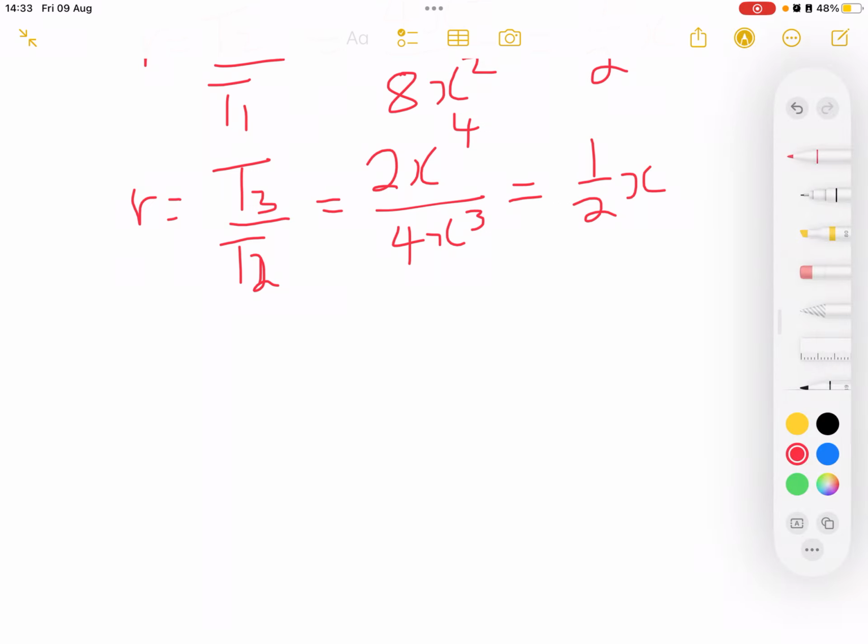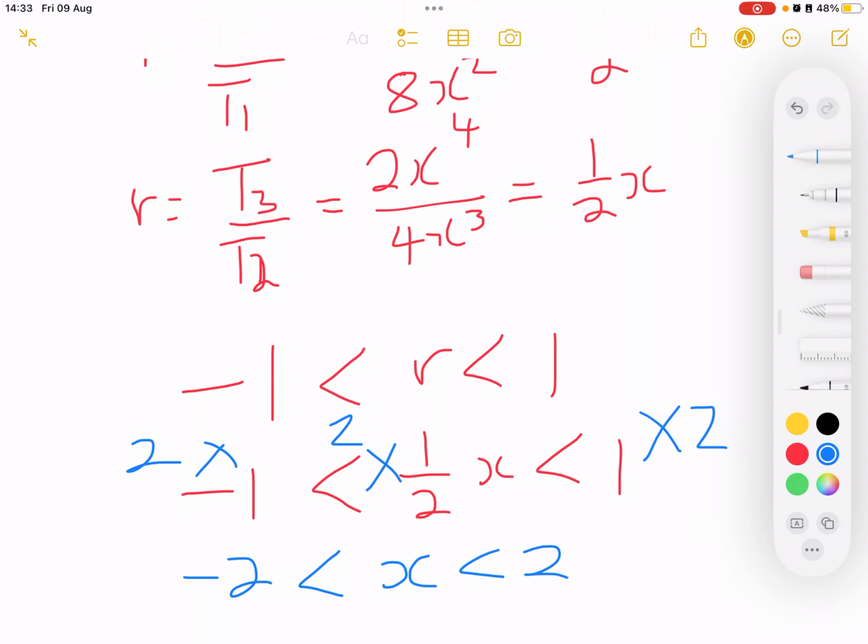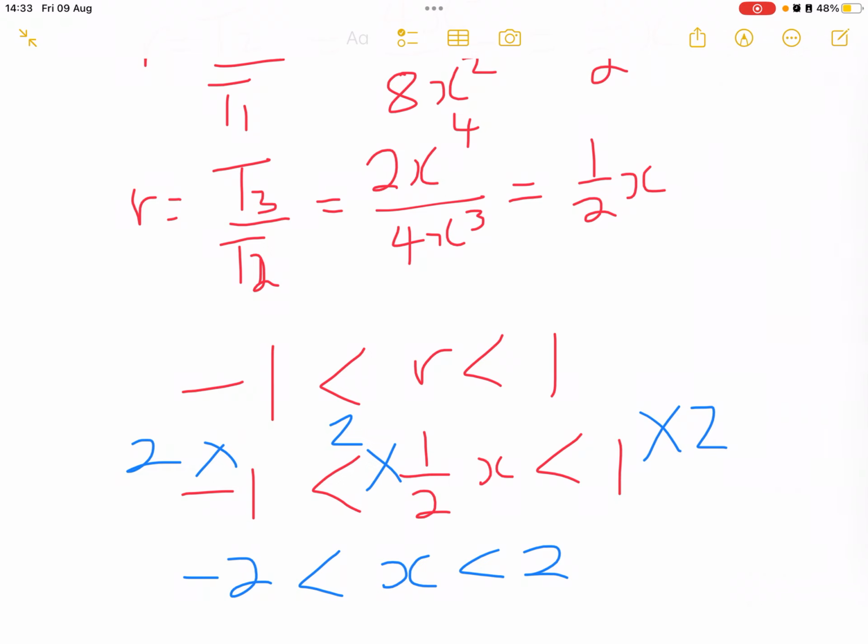To check if something is converging, you must align with -1 less than r less than 1. So -1 less than 1 over 2x less than 1. We are looking for the values of x for which the series will converge, not the values of half x. So we have to multiply throughout by a 2, such that we're going to get -2 less than x less than 2. So the values of x in which the series will converge are in between -2 and +2.